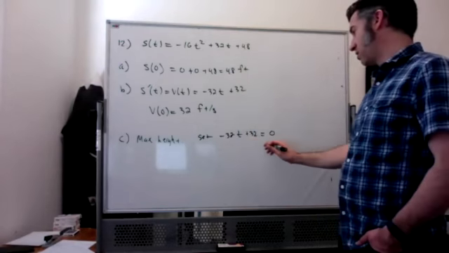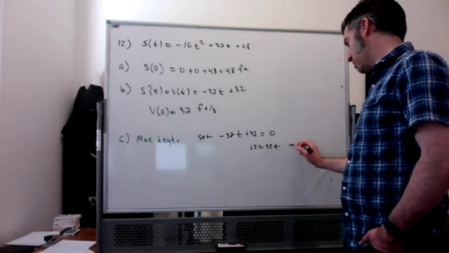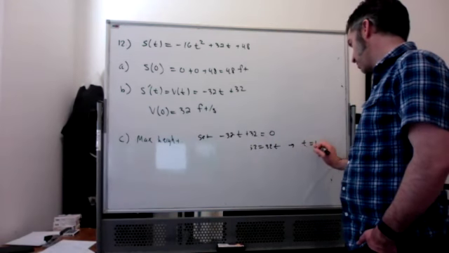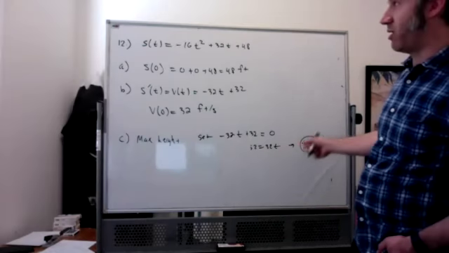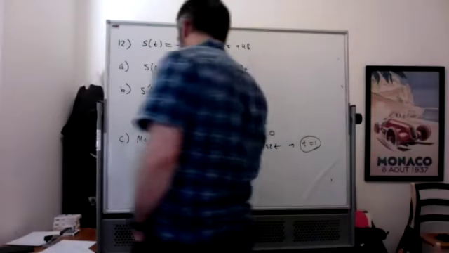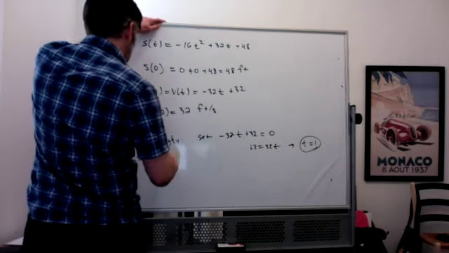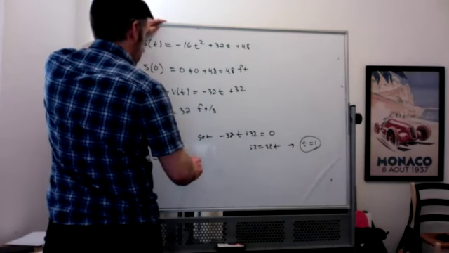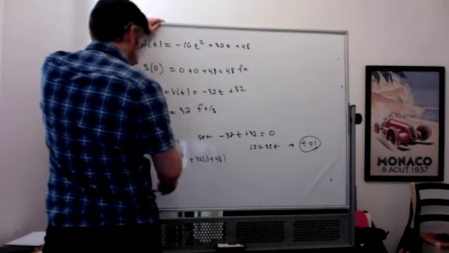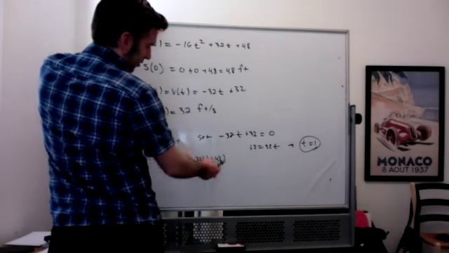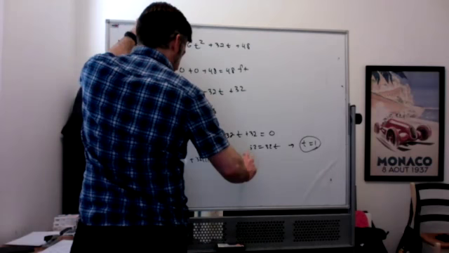So setting this equal to 0, we get 32 equals 32t, so t equals 1. Now that's not our final answer. That's just the time when we reach the maximum height. We have to plug that back into the height or position function. s of 1 is equal to negative 16 times 1 squared plus 32 times 1 plus 48, which is, I should say, 32 plus 48 is 80. 80 minus 16 is 64 feet high.